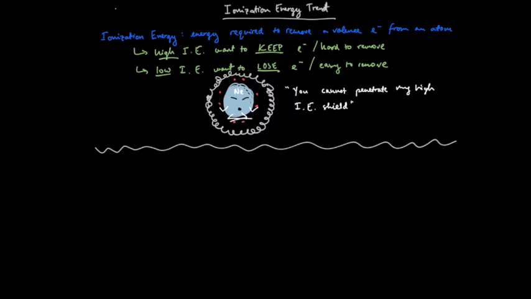If you check out this little cartoon, you have a neon atom with its full 8 electron shell. And you see, here's the ionization energy.